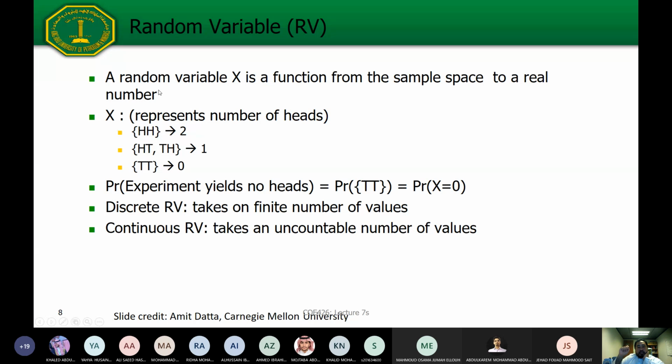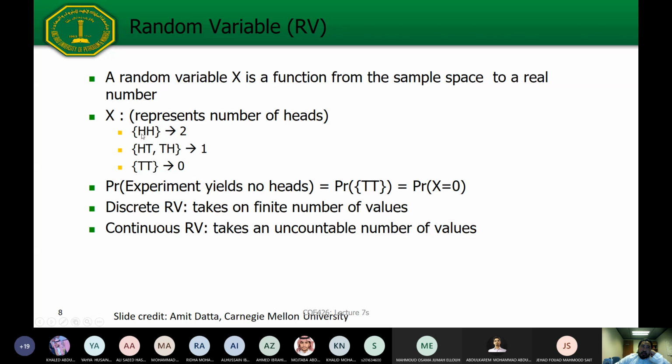What is really important to review here is the notion of random variables. So think about a random variable as a function from the sample space into a real number. What does that mean? Remember, what is the sample space or the event space? Basically, it is the possible outcomes of the experiment. In this case, suppose that we are tossing a coin twice. So these are the possible outcomes, right? HH, HT, TH, TT.